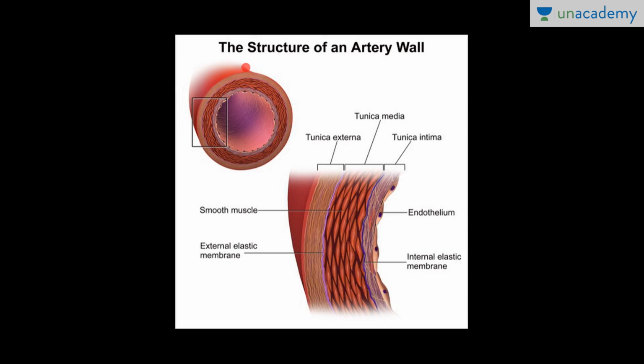So this is the picture depicting the structure of an artery wall. This is an artery. This is the wall of an artery, and this is the lumen. This is the lumen of the artery, and this is the wall. Then this is the section of this picture. Here we have tunica externa. Then this is tunica media that consists of smooth muscle, and this is tunica intima that is lined with endothelium. Now between tunica intima and media we have the internal elastic membrane, and between tunica media and externa we have the external elastic membrane.